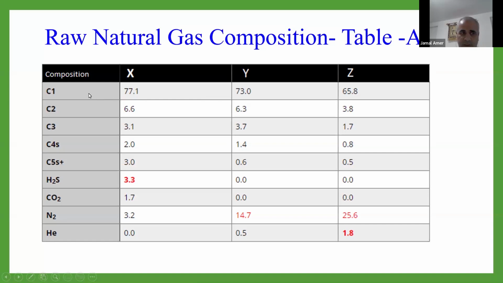We see here the C1, as we said, methane, almost between 70 to 80%, or 65. So methane has the highest percentage, the majority percentage, of the raw natural gas. We have C2, C3, C4, C5, and some H2S and other gases.